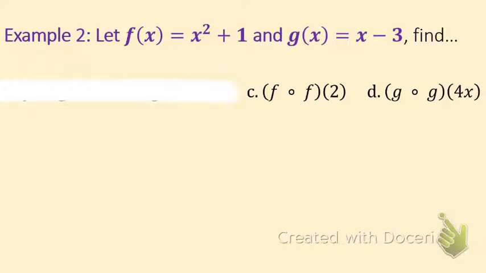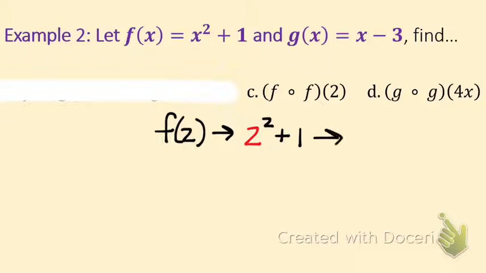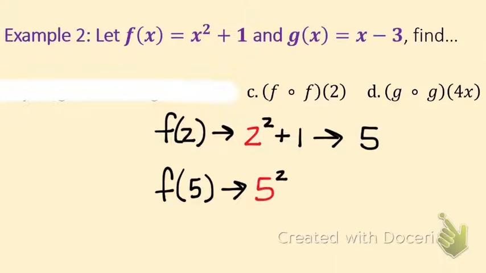So for part C, you're going to start by finding f of 2, which is going to be 2 squared plus 1. 2 squared plus 1 is 5. And then you're going to put that back into the f function again. And that would be 5 squared plus 1. Did I say 5? I don't know what I said. All right, so your final answer would be 26. And that is C. All right, let's look at question D.